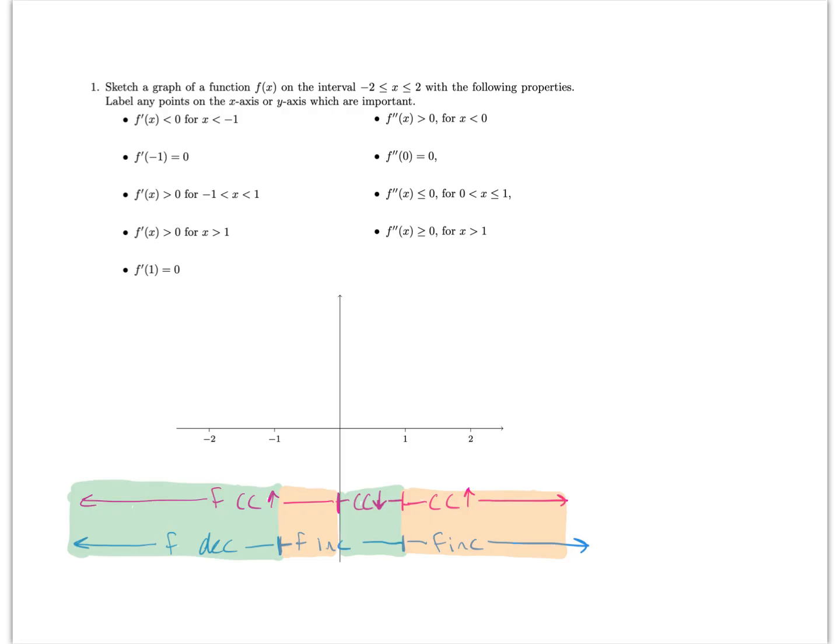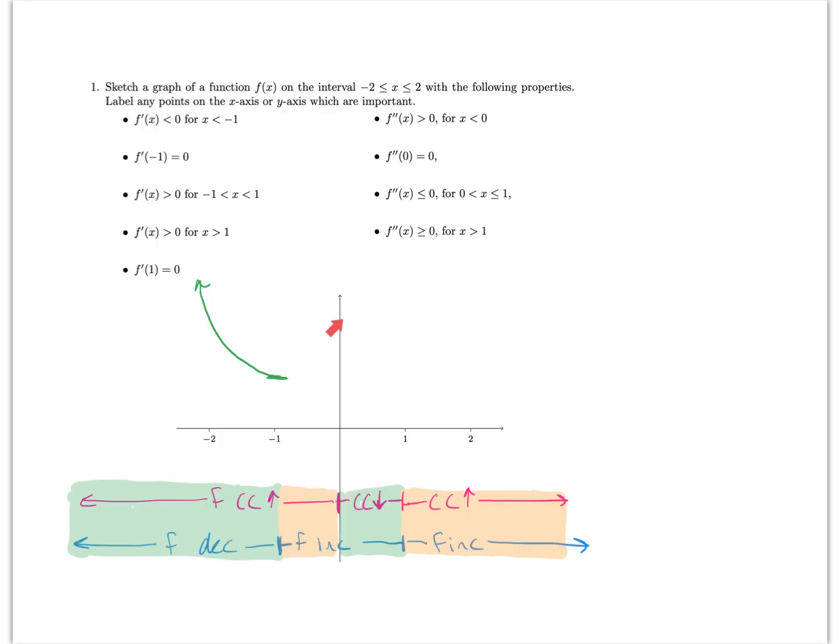So let's see if we can draw it. We need to start where f prime of -1 is 0. So that's going to be a horizontal tangent line at -1. Let's just put a little horizontal line there. And I know that to the left of that, f is decreasing and concave up. So it looks something like that. Decreasing, concave up. Then in this region, the graph is still concave up, but now it's increasing. So it's going to go up like that.